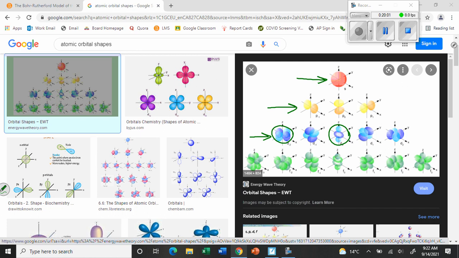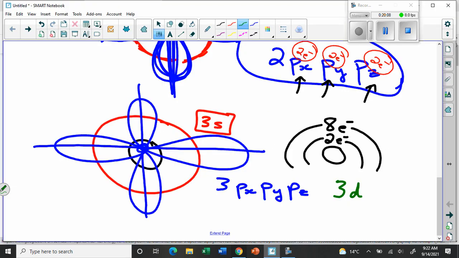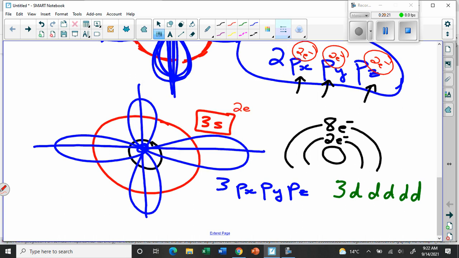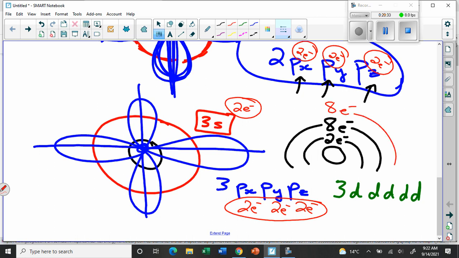So we could just call them D1, D2, D3, D4, D5, or whatever, right? Just so we don't get confused. But there's 1, 2, 3, 4, 5 of them. And each of those can hold 2 electrons. So in the third level, we can put 2 electrons in the S. We can put 2 over here, and 2 over here, and 2 over here. There's the 8 again. And in grade 9, you said this orbital only holds 8, remember? But that's because you never went past calcium.